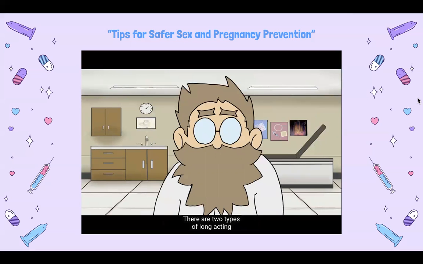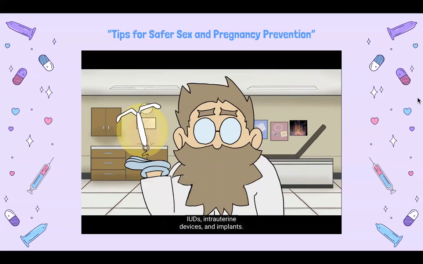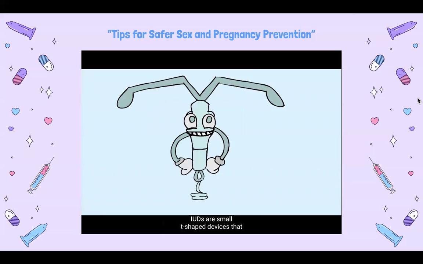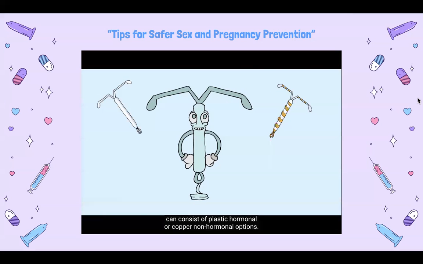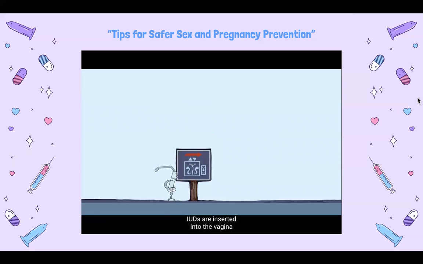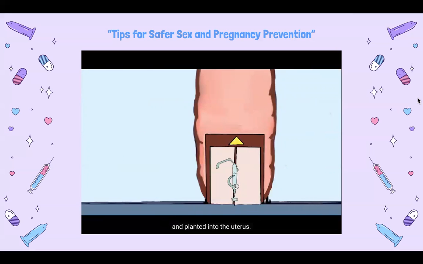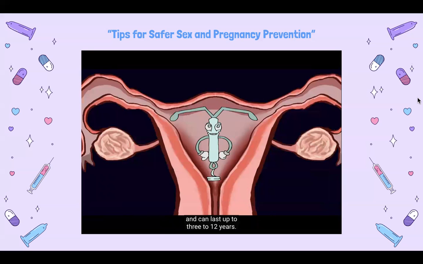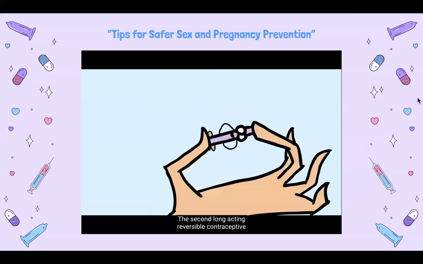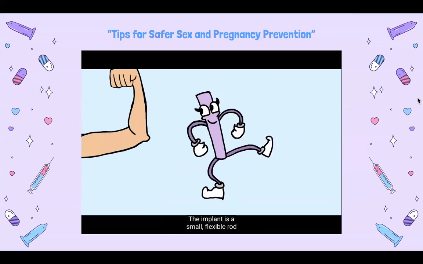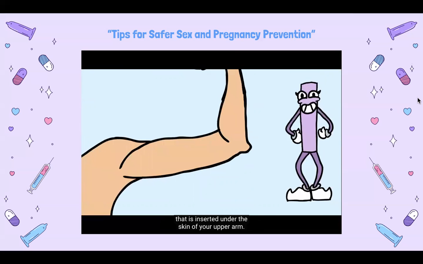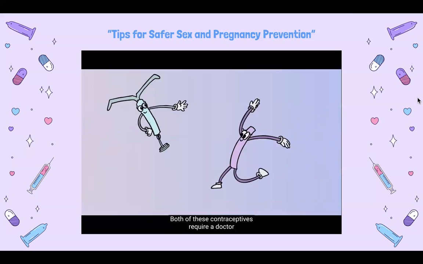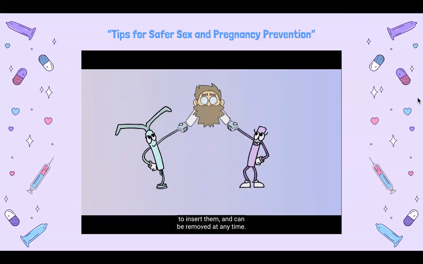There are 2 types of long-acting reversible contraceptives: IUDs, intrauterine devices, and implants. IUDs are small T-shaped devices that can consist of plastic, hormonal, or copper non-hormonal options. IUDs are inserted into the vagina and planted into the uterus. This device stops eggs from being released monthly and can last up to 3 to 12 years. The second long-acting reversible contraceptive is the implant. The implant is a small, flexible rod that is inserted under the skin of your upper arm. It releases a hormone that prevents the ovaries from releasing eggs. Both of these contraceptives require a doctor to insert them and can be removed at any time.